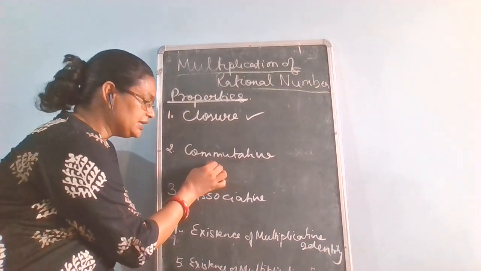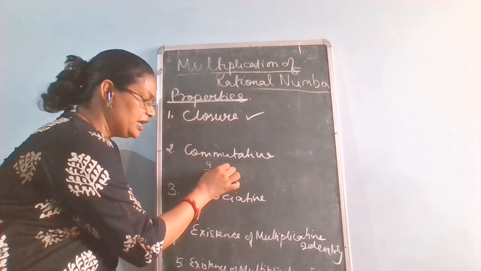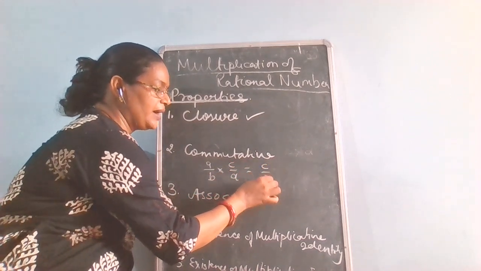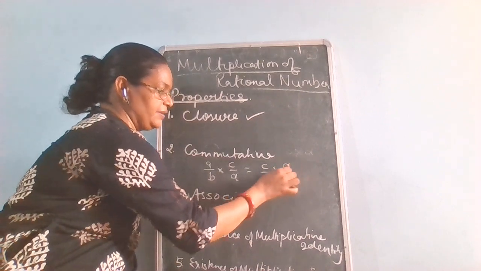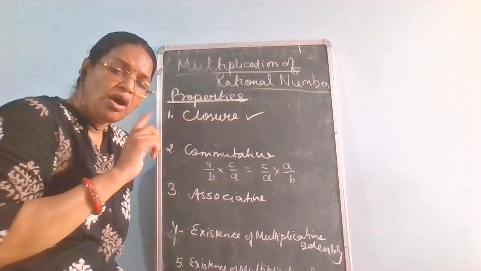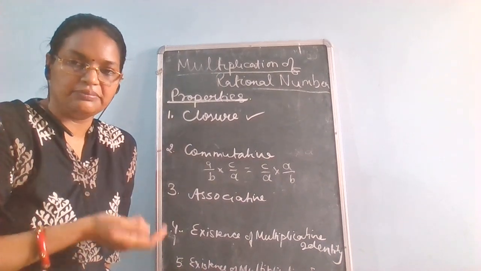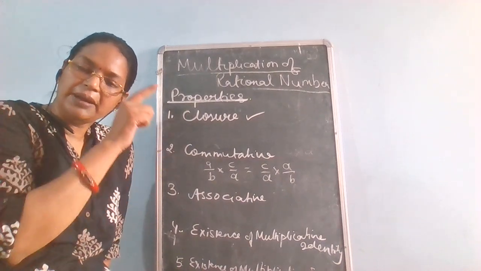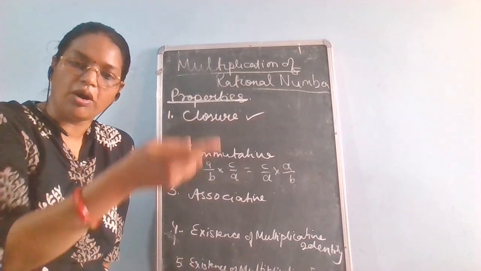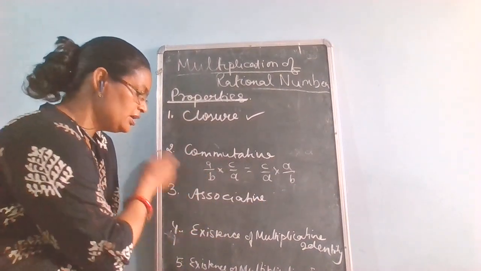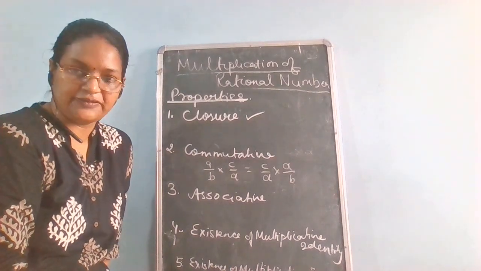If I am multiplying a by b into c by d, and if I multiply c by d into a by b, this is known as the order changing. When we are multiplying two rational numbers, a by b into c by d or c by d into a by b, the result is same. The third one, associative.